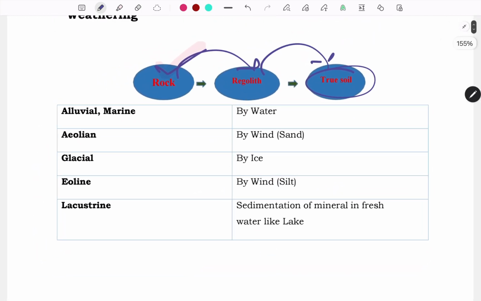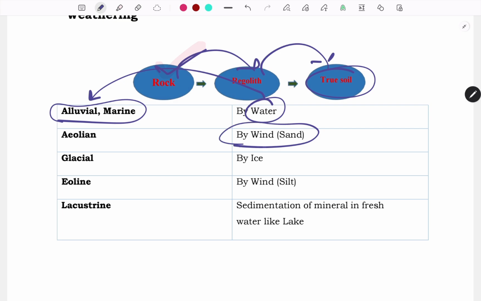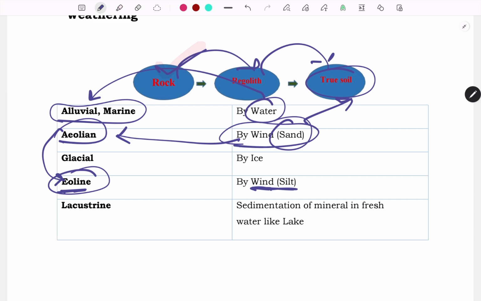See, there are various factors that affect the formation of soil. If the rock is influenced by water, then it is alluvial. If the soil is formed by wind forces, then it is called aeolian. These two terms you remember, aeolian and eolian. Eolian is also by the wind, but by silt fragments. Aeolian is also by the wind, but from sand fragments.